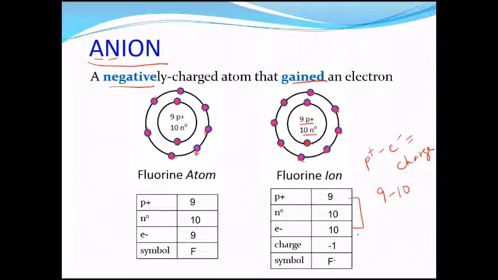And just like before, the symbol is going to be the same, where you would write the F with, in the upper right corner, you put the negative. And you wouldn't put 1 negative because it's an understood 1. So you would just leave it as just a negative. Just like x in math, you don't put a 1 in front of x if it's only x.